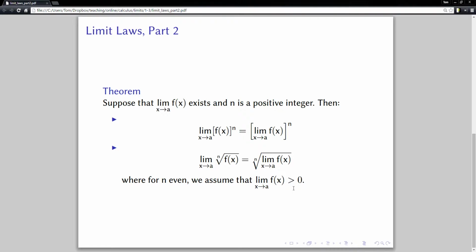So the reason for that condition is that you can't take the even root of a negative number and always get a real number out. That would wind up with a complex number, and in more advanced classes you can deal with that, but in this class we are only looking at functions that have real number inputs and real number outputs. So we restrict that situation in the case that n is an even root, like a square root or a fourth root or something like that.